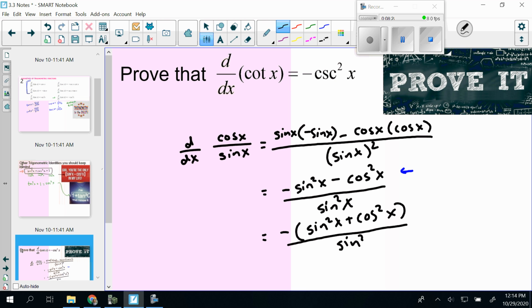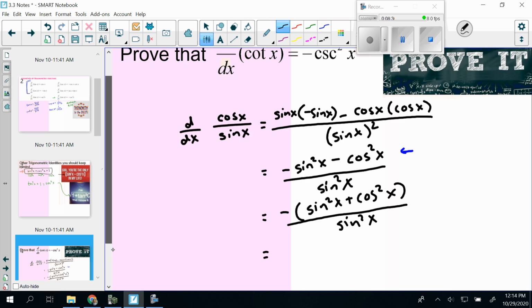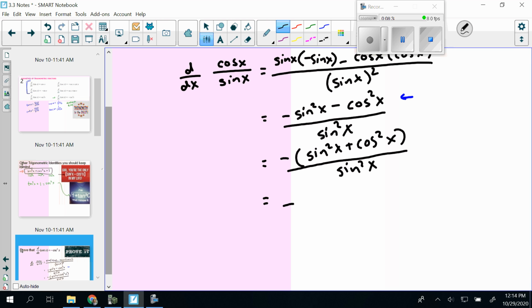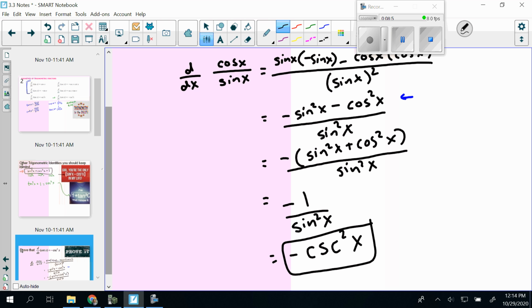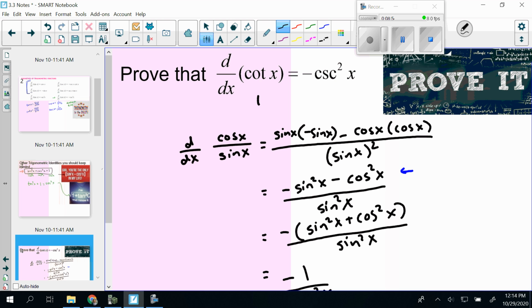So now we know sine squared plus cosine squared, that's the same as 1. So if we change that to a 1, now this becomes negative 1 over sine squared, and 1 over sine is the same as cosecant, so that means this is the same as negative cosecant squared. And there we just showed what that derivative was up there. That derivative of cotangent is in fact negative cosecant squared. So that's where some of those derivatives come from, is using quotient rule, and you need to know those sine and cosine derivatives.